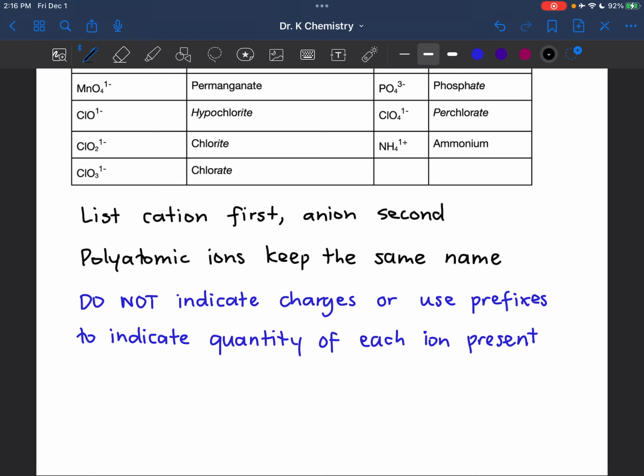The other thing to keep in mind is that with polyatomic ions, you do not need to indicate the charges, and you don't have to use prefixes to indicate the quantity of each polyatomic ion present in the formula. The reason for that is the same as the reasoning for not including charges on representative elements. That's because they're always the same. So chlorate is always going to have a -1 charge, and for that reason, you don't need to indicate that. And you also don't need to use prefixes to indicate how much of each polyatomic ion is present because you can figure that out based off of the charges.